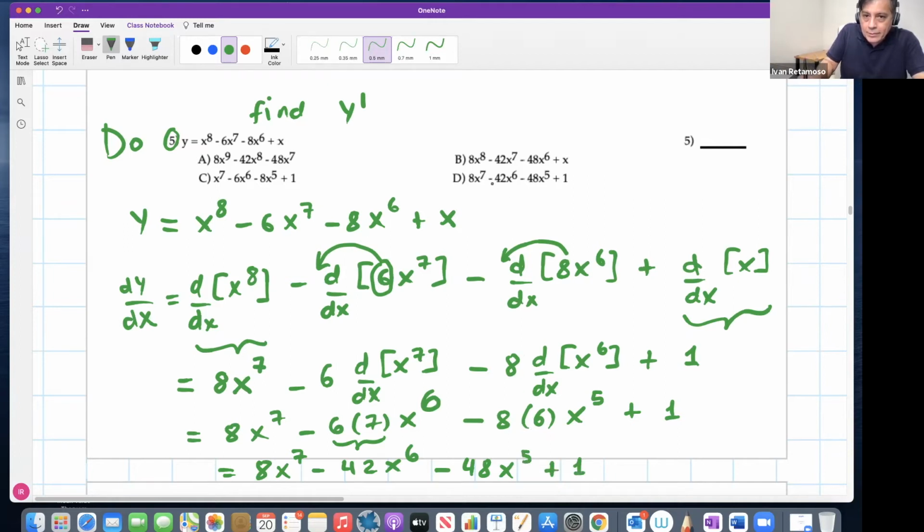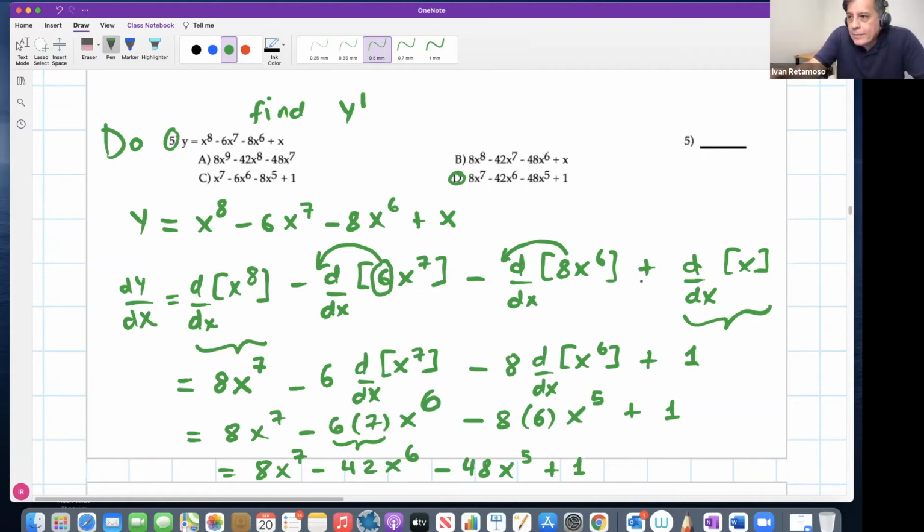And when you go term by term, what you get is this: 8x to the 7, minus 42x to the 6, minus 48x to the 5th, plus 1. Be careful when you choose your answer, guys, on the homework, on the exams. The choices are very close to each other. So go term by term, sign by sign, and make sure that this is the one that you are choosing.